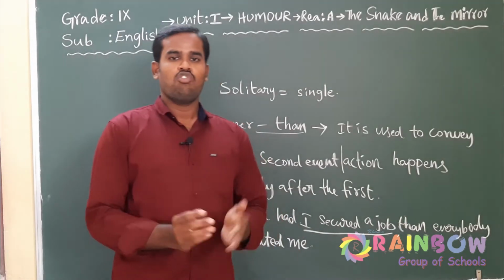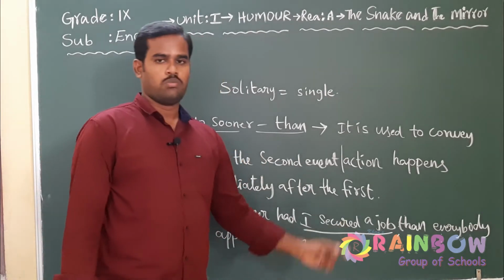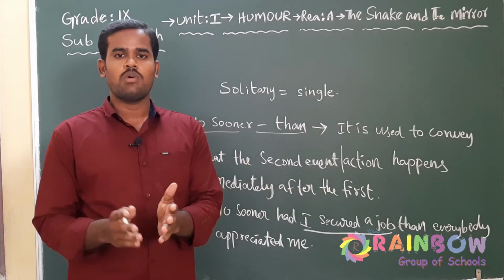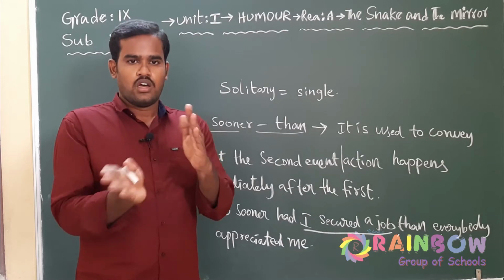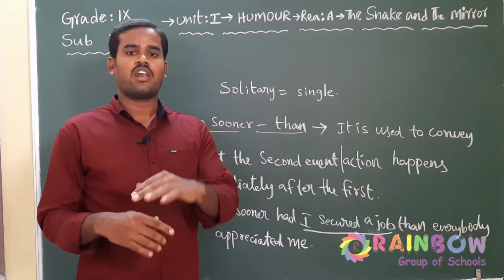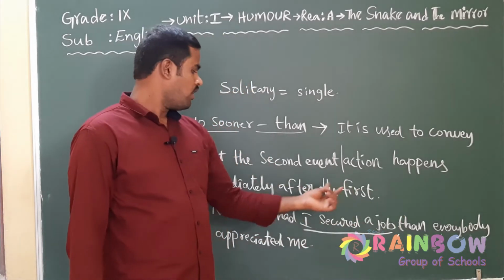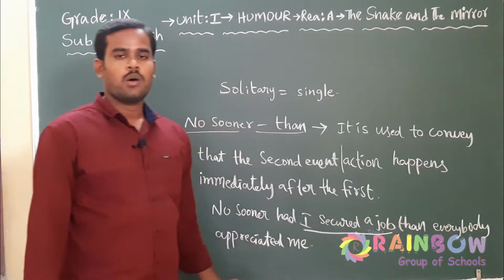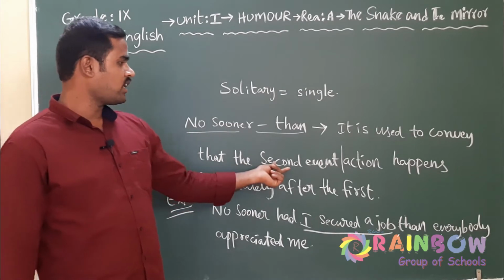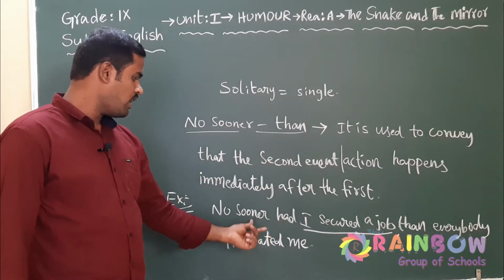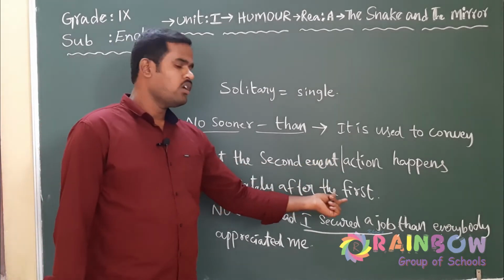Now my question, when did everybody appreciate me? As soon as I got the job, or after I secured the job, everybody appreciated me. Here two actions happened immediately, one after another. See, before people appreciated me, I got a job. Or after I got a job, everybody appreciated me. Here the definition is fulfilled. It is used to convey that the second event happens. What is the second event? Everybody appreciated me immediately after I got the job.